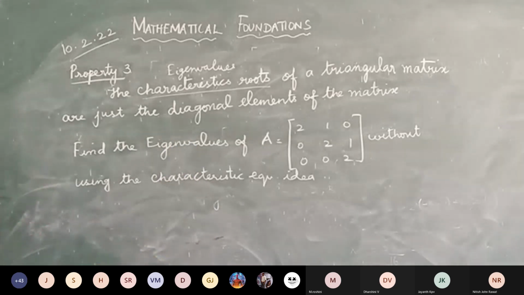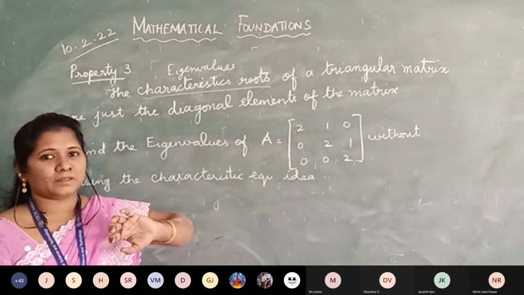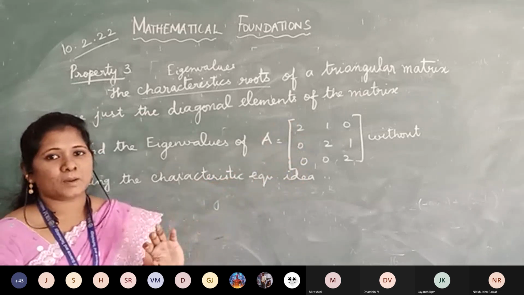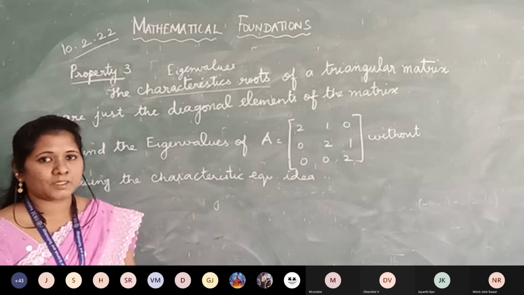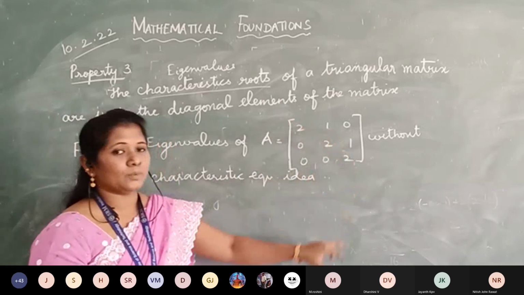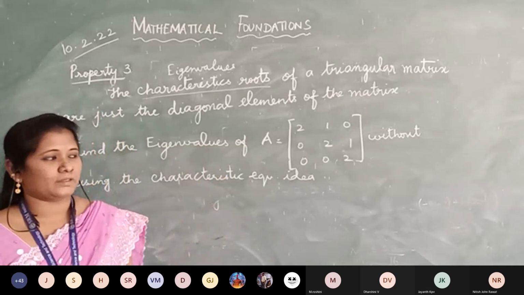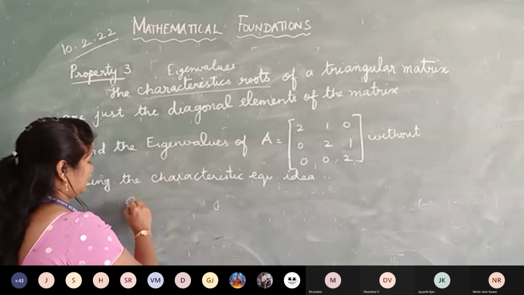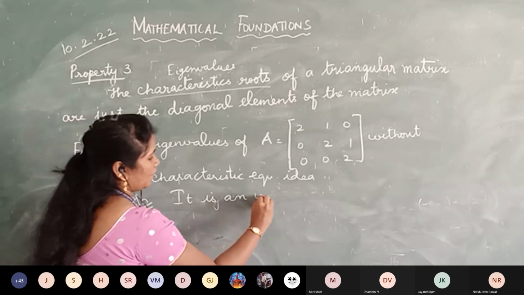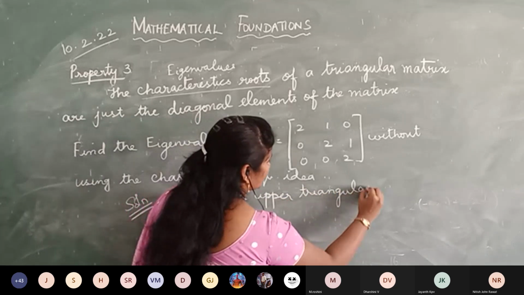Now here, if you see, what triangular matrix is this? Since you've got 0 down and values on top, it is an upper triangular matrix. Okay. Since it is an upper triangular matrix, the values in the main diagonal will become your eigenvalues. Only for an upper triangular matrix or lower triangular matrix. So you can write in your solution, it is an upper triangular matrix.